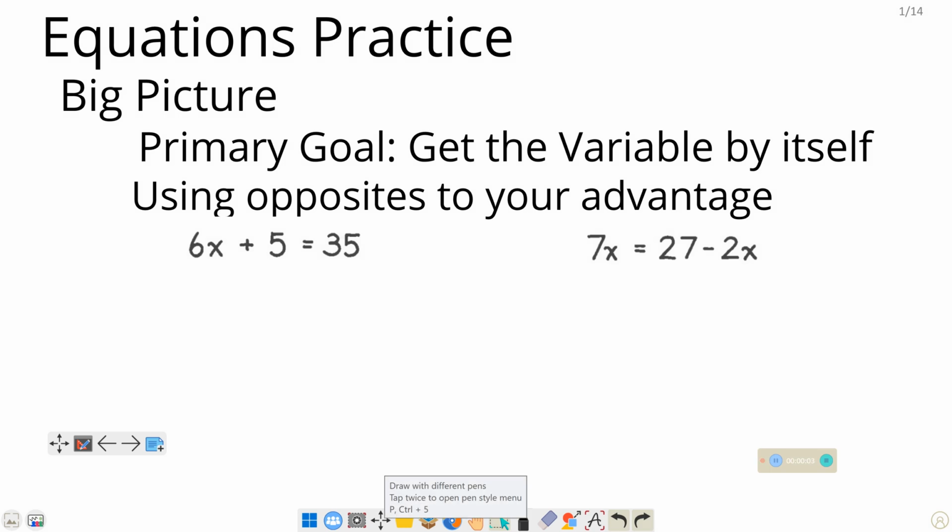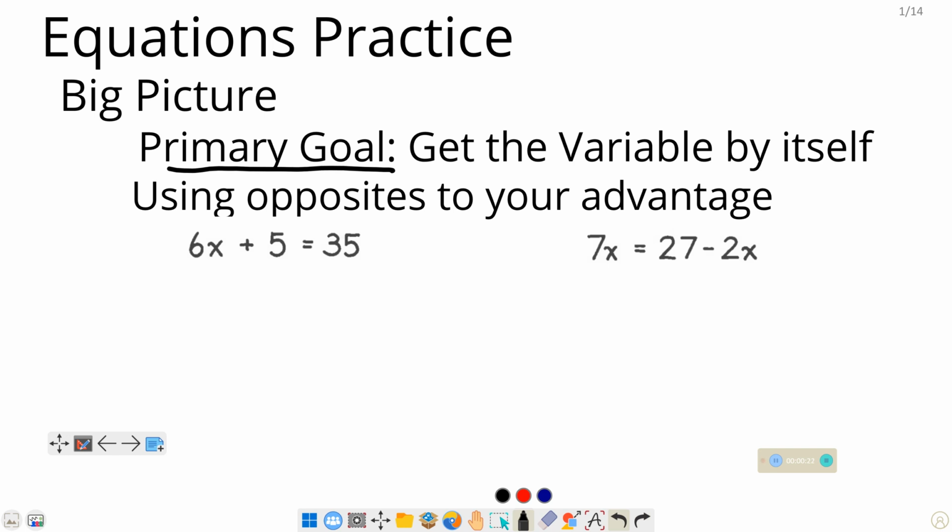Good morning, everyone. Today we're going to be doing some equations practice. Now, before we dive into the equations practice, I want to make sure that we understand our big picture. When we are solving equations, we have a primary goal.